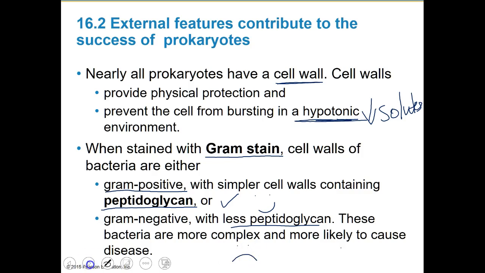Something you can see in the background: the pinkish ones are Gram negatives, and the purple ones over here that have a deeper color are Gram positive. So that's how you tell the difference.